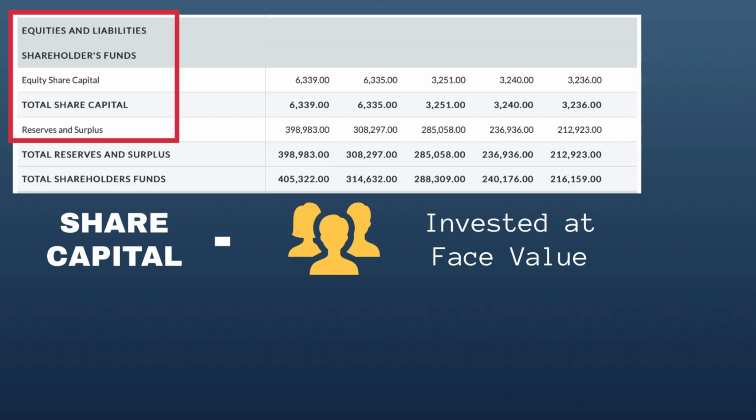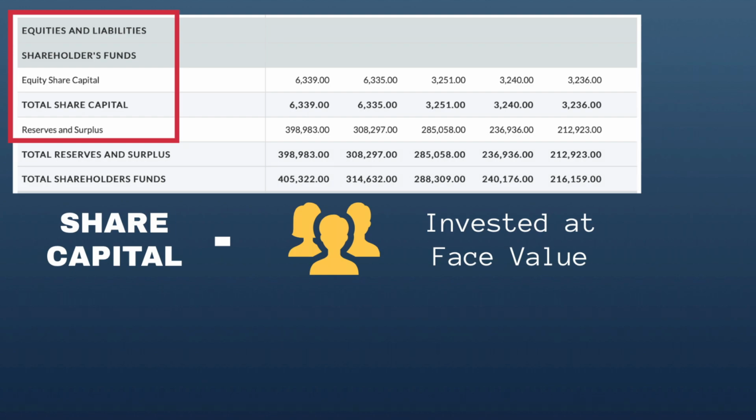If you guys don't know what a face value is, it's basically the value of the share which the promoters of the company set when they started the company. This is different from the market value, so don't confuse the face value and the market value. So this 1000 rupees would be the share capital of the company.